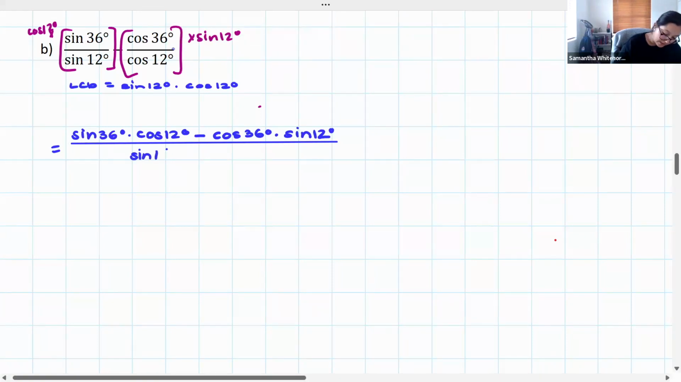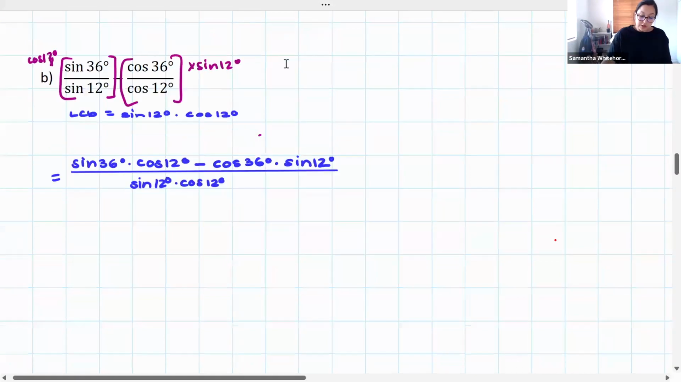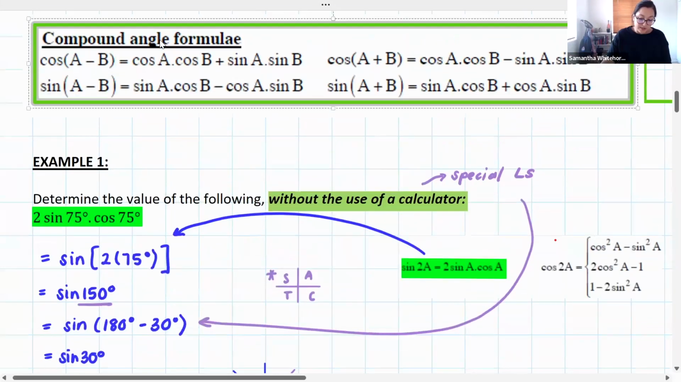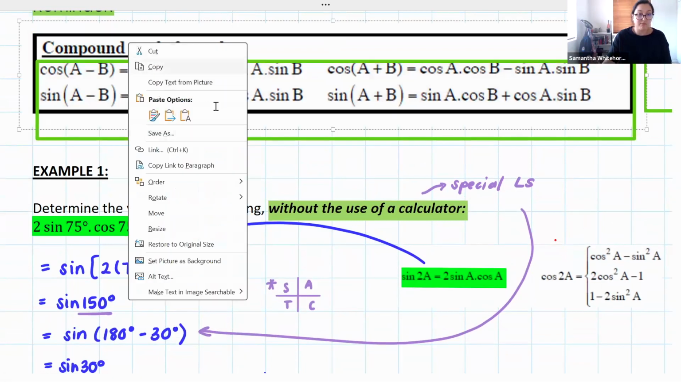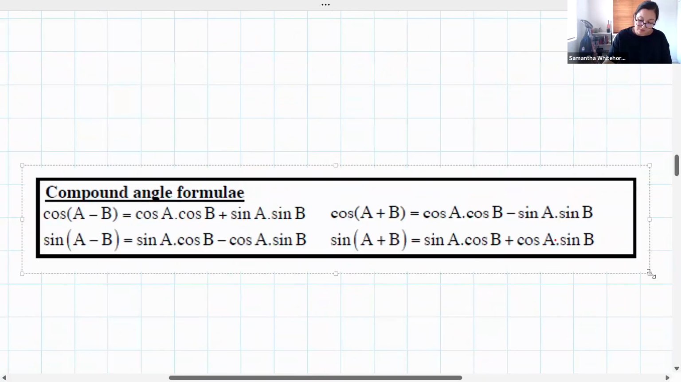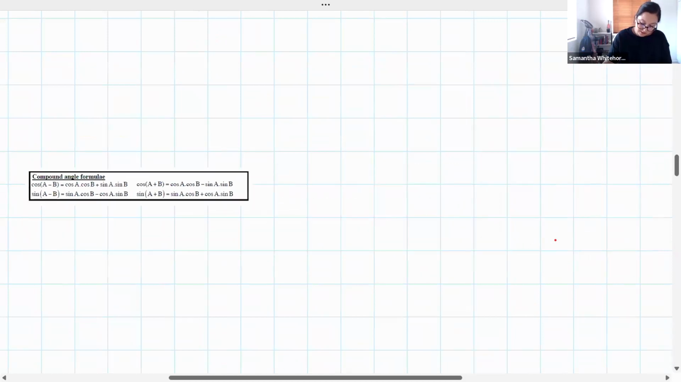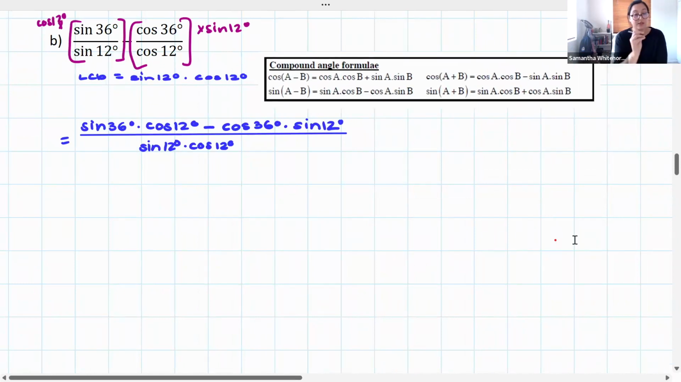Okay, so if you now look in your numerator, it should start to look somewhat familiar to you. It's a sine cos, cos sine. That should look familiar because it's a compound angle identity. So that's what I said earlier: even though we have been focusing on double angles at this point, doesn't mean that you can forget the other stuff that we've learned. So I'm just going to put our compound angle formulas here. If we look at our compound angle formula, we've got a sine 36 cos 12 minus a cos 36 sine 12.